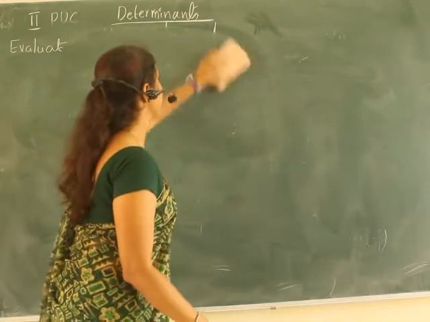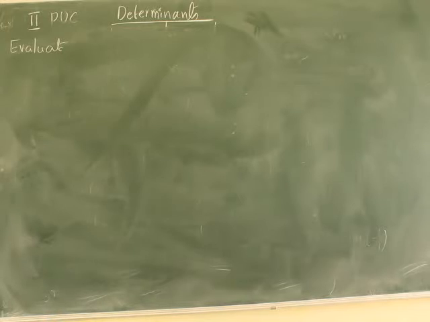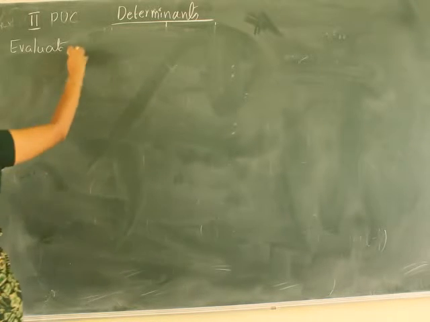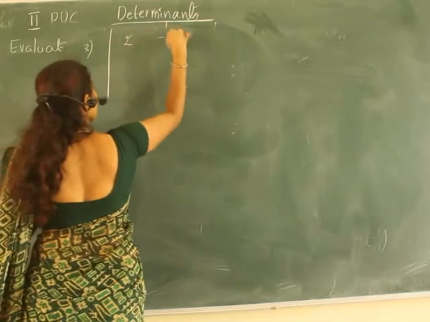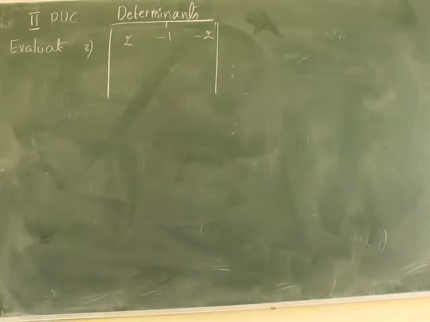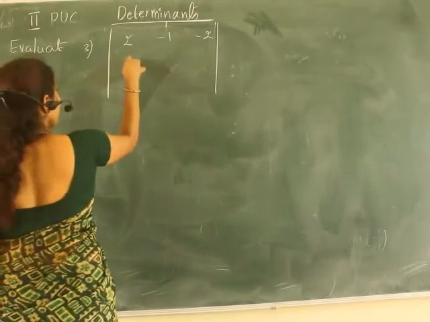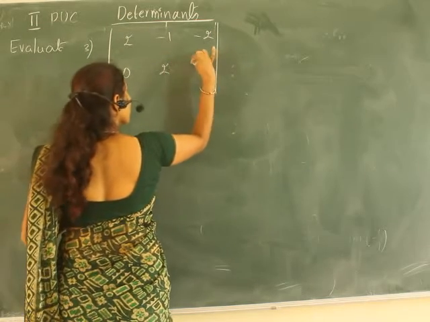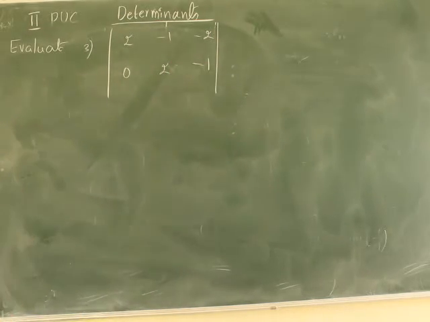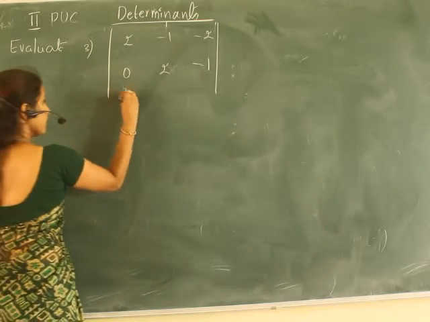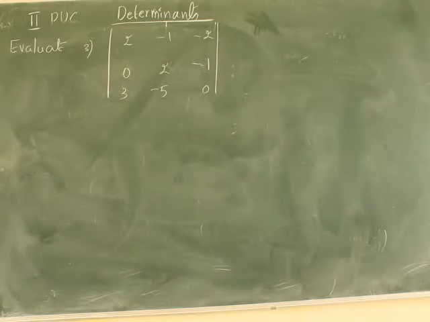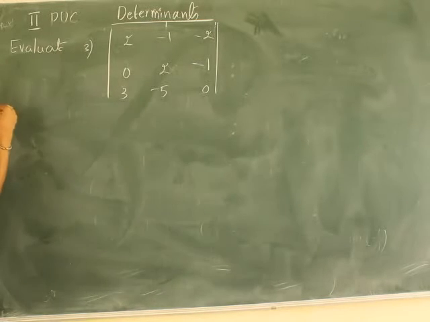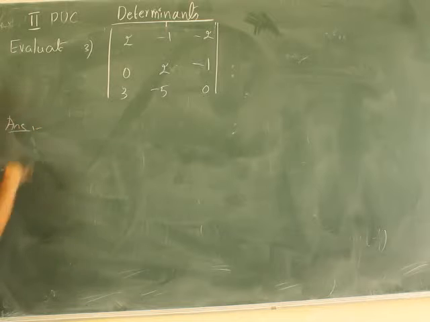Next, again, to find the determinant of a 3 by 3 matrix. The matrix has rows 2, minus 1, minus 2; 0, 2, minus 1; and 3, minus 5, 0. So this is the given question. We have to find out the determinant value. Now it's a 3 by 3 matrix.